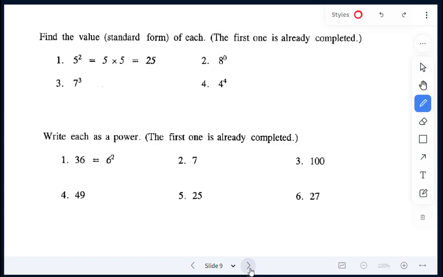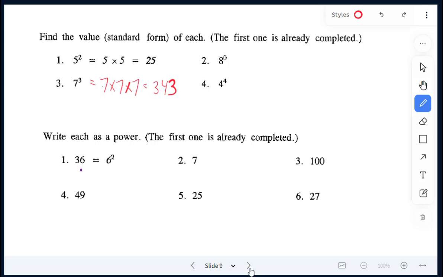All right, standard form. First one is already completed. So 5 squared, that's 5 times 5, which is equal to 25. 7 to the power of 3, that's 7 times 7 times 7. I think we already did that. 343, and so on.